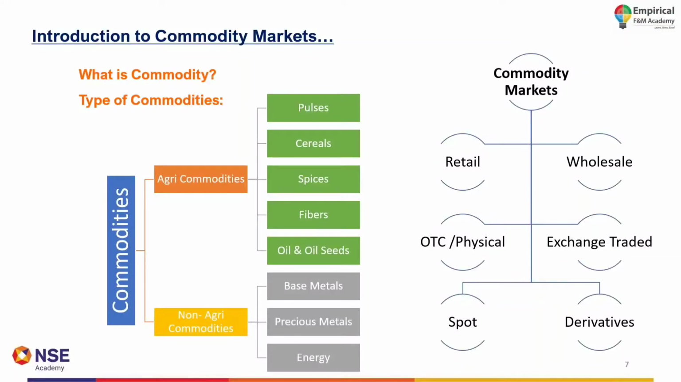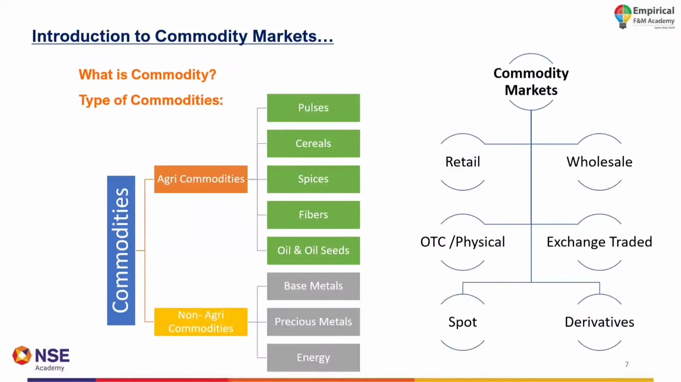When it comes to agri commodities, again, I'm just giving a basic idea. There are pulses, cereals, spices, fibers, oil and oil seeds. You know each and every commodity which comes under pulses, and every commodity which comes under cereals, right? In spices, I'm talking about chili, turmeric, pepper, cardamom. Fibers, like cotton. Oil and oil seeds, maybe like soya bean. So these are all agri commodities in terms of products.